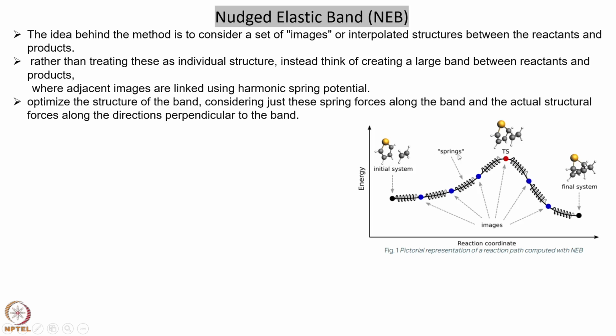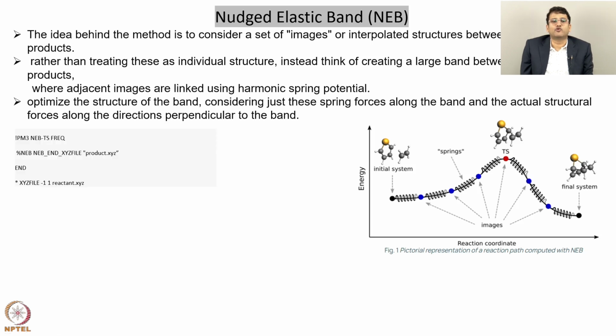What will happen in this case is that it will generate a variety of images connecting the reactant and product, and each of these intermediate images is connected by a spring-like approximation with the previous one, and whatever is the maximum among these images generally corresponds to the transition state. So, to find this, we will use this input file. It is PM3 NEB-TS frequency, you have to give the reactant file as well as the product file.